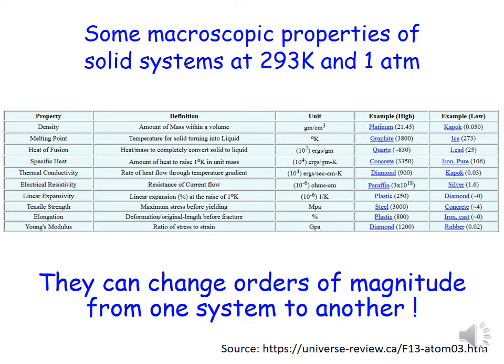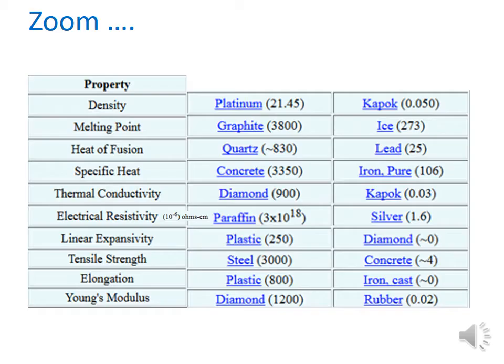In this table, we can see that macroscopic properties in different materials can have values that differ in orders of magnitude. That means that we have a real challenge to understand why this can be so different. If we have a look, for instance, here, we make a zoom and we take a property like electrical resistivity. Materials like paraffin and silver, which are the best conductor for silver, one of the worst for paraffin, have a difference in the electrical resistivity of 18 orders of magnitude. This is enormous, a real challenge.